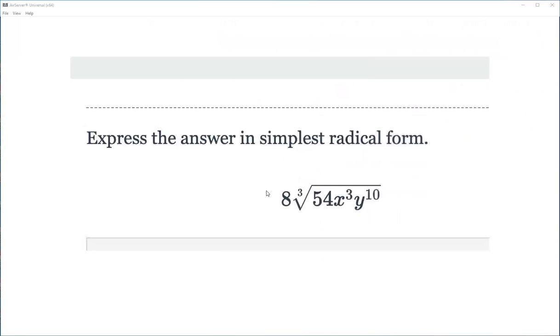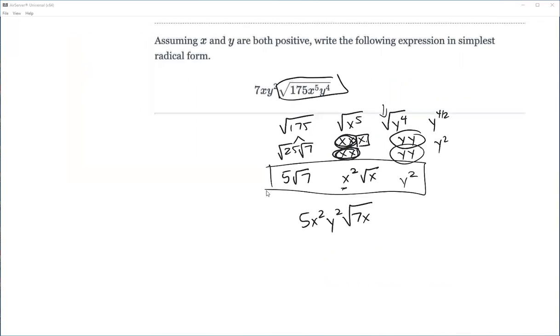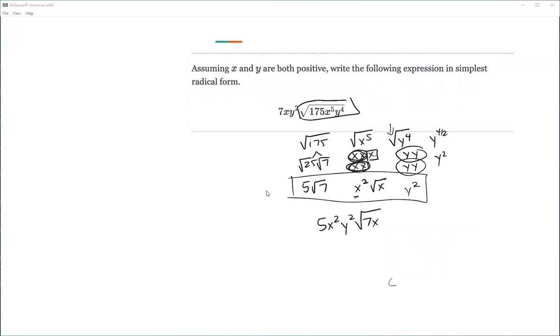Next problem. Something similar to what we just did, but now we have the cube root of that. Oh, you know what? I forgot to do this. In the last problem, I forgot to multiply the 7xy squared by the 5x squared y squared. So it ends up being 35x cubed y to the 4th power radical 7x. Okay, so there's that. Hope I did everything correct there.